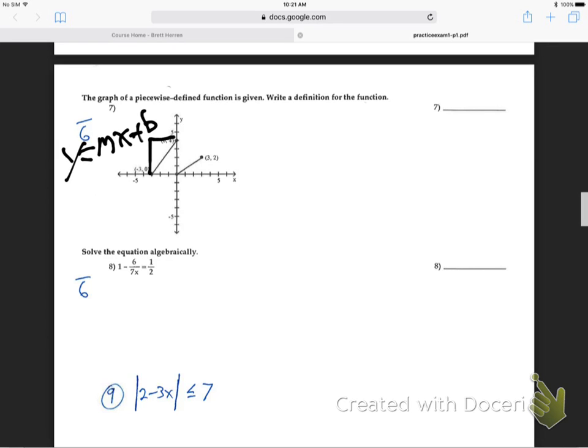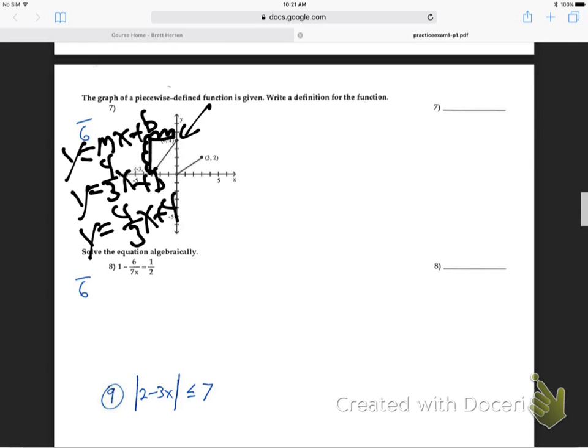Can you tell how far did I go up? Go up 1, 2, 3, 4, over 1, 2, 3. So up 4 over 3. Everybody good with that? I just did rise, run, 4/3. m is 4/3. What's the b? Yeah, b is where it hits the y-axis right there at up 4. So the equation of that piece is 4/3 x plus 4.